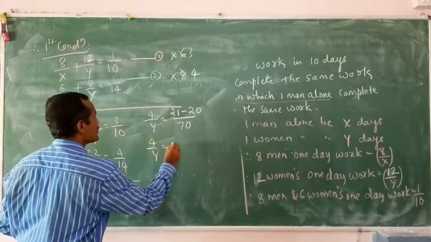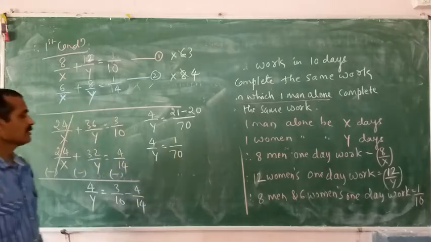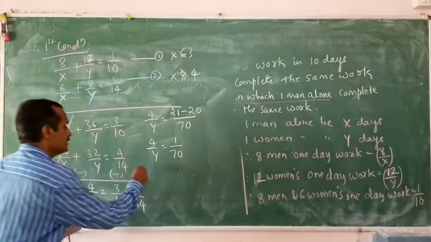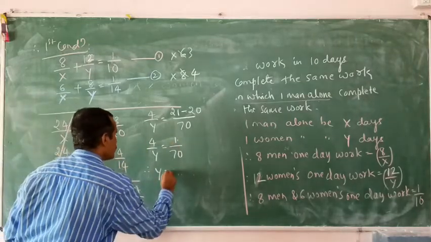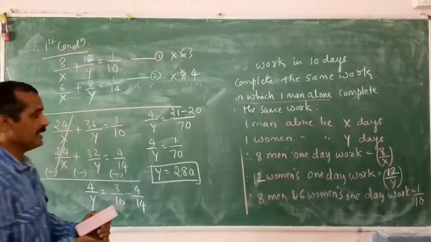4 by y is equal to how much? 1 by 70. Right? If you cross multiply, therefore y is equal to 280. Y is equal to 280.